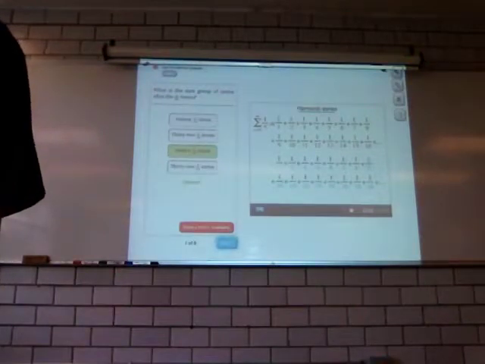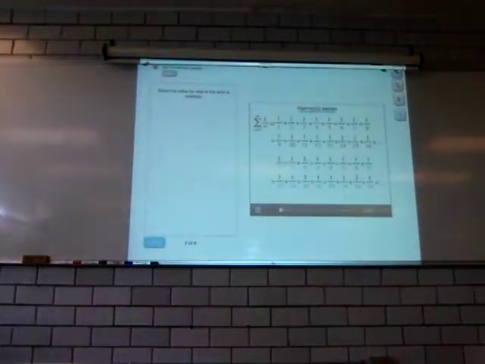Okay, now it's time to compare these two series. They have the same first term, 1 over 1, and they have the same second term, 1 over 2. Now, if you look at the third and fourth terms, which series is bigger, the top or the bottom?